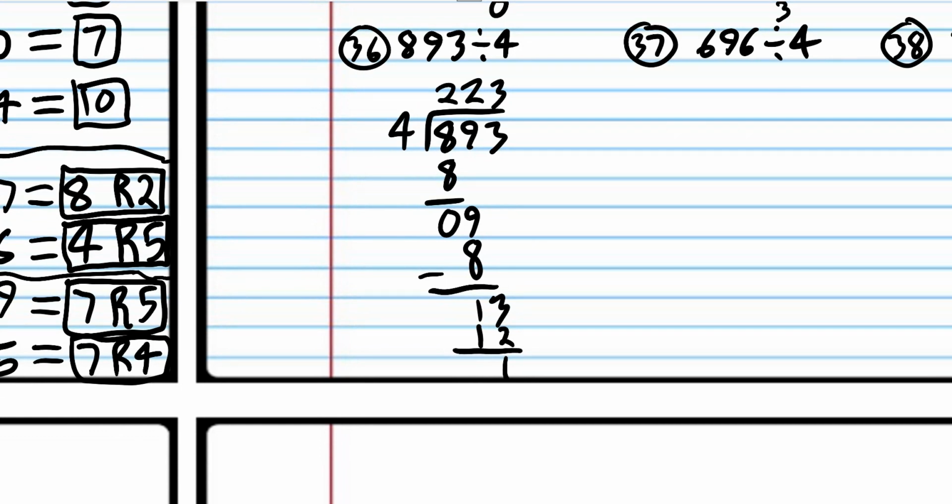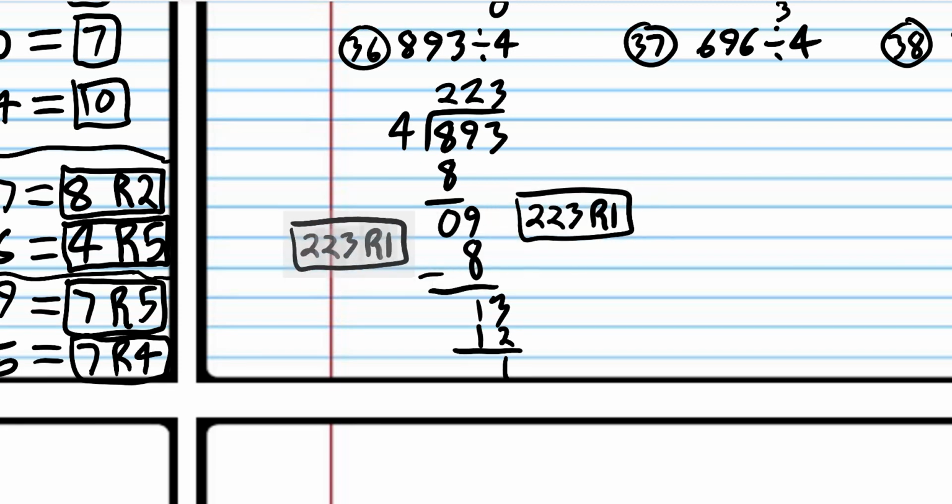So because we know that we're done, and we know that there's still a number down here, we have a remainder on this problem. So the answer is 223, remainder 1. I'll just throw it over here.